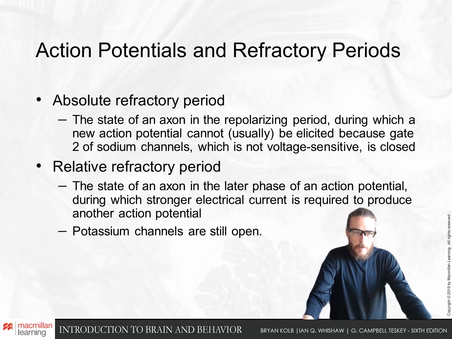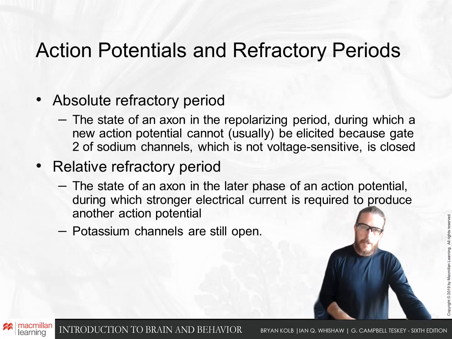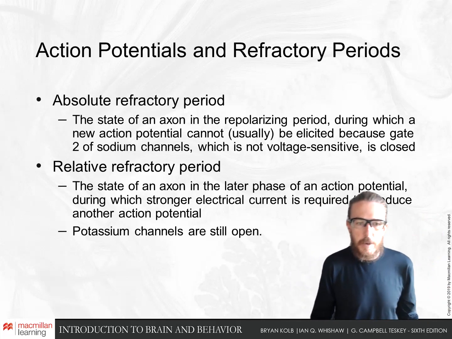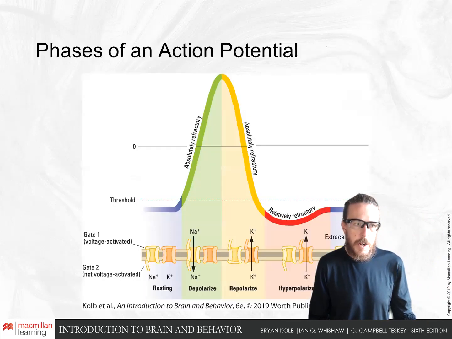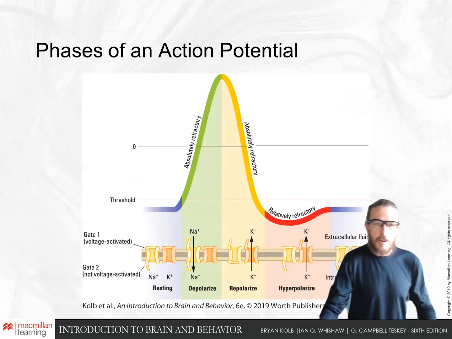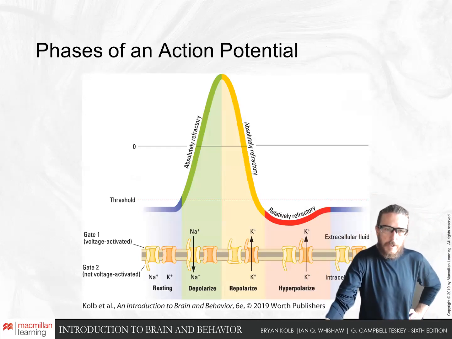And later on, the relative refractory period, you need more electrical current to produce an action potential, so the neuron is a little bit tired out while it recalibrates its potential, because the potassium channels are still open, and so there's not as much of a concentration or voltage gradient.